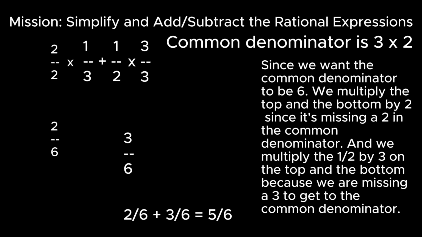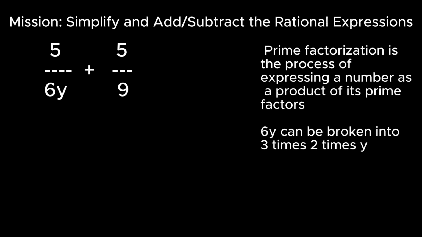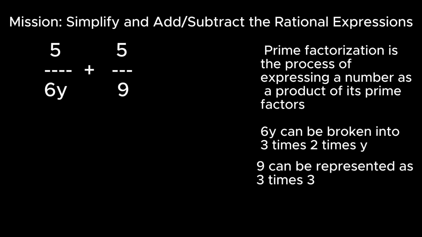So this is an easier problem that still uses the same technique we just used in the last problem. Now for this problem, we're going to find the LCM by using prime factorization of these numbers. For the denominator, how can we break this 6y up? Well, this 6y can be represented as y times 3 times 2. And what about the 9? The prime factorization of 9 is just 3 times 3. So you're finding the prime numbers that go into this.